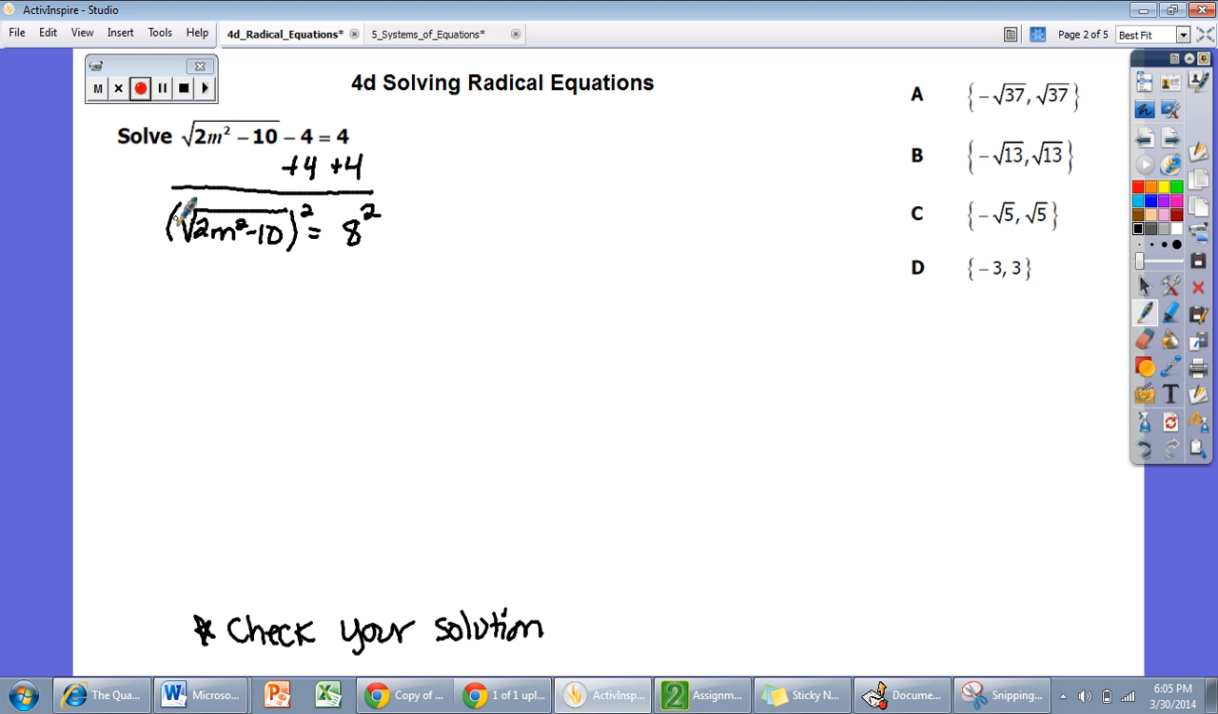So now we have the square root and we have the square, so they're inverse operations. So they essentially cancel each other out. So on this side, all we're left with here is 2m squared minus 10. But on this side, we've done 8 squared, so we have 64. So now, again, it's just like solving an equation. We're trying to get this m value. So we add 10 to both sides.